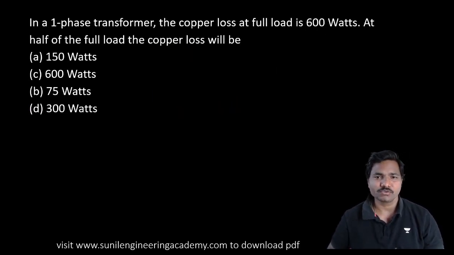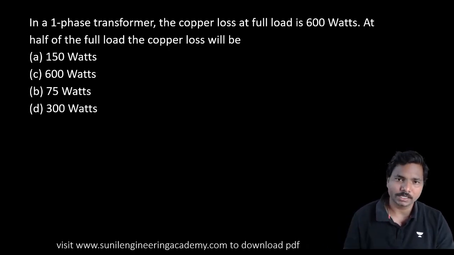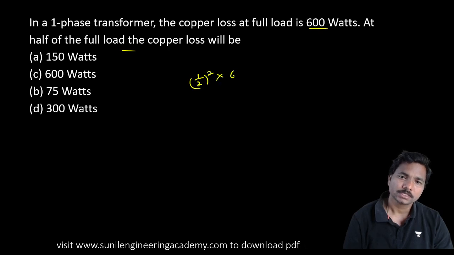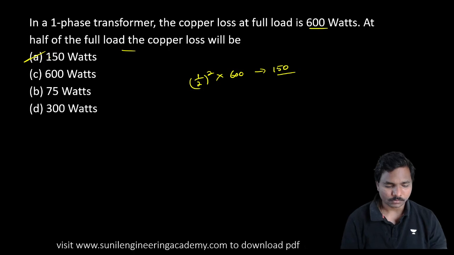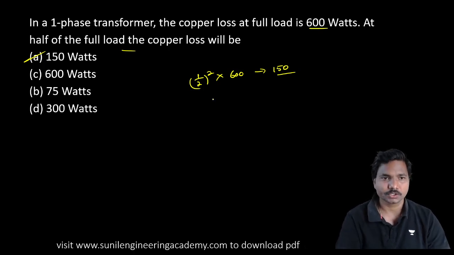In a single phase transformer, the copper loss at full load is 600 watt. At half of the load, here they are directly asking: full load is 600, half of the full load. So half squared into 600 is equal to 150. Correct? Yes, correct. So the answer is option E. Coming to the next question.